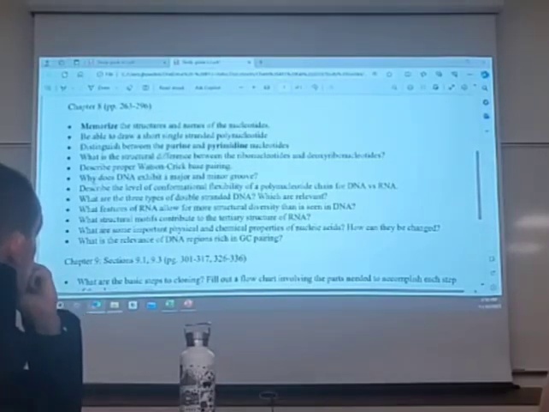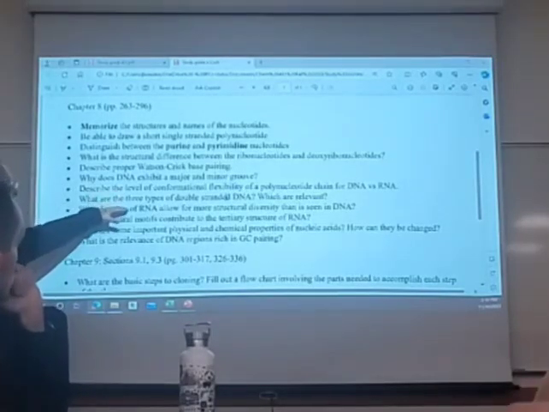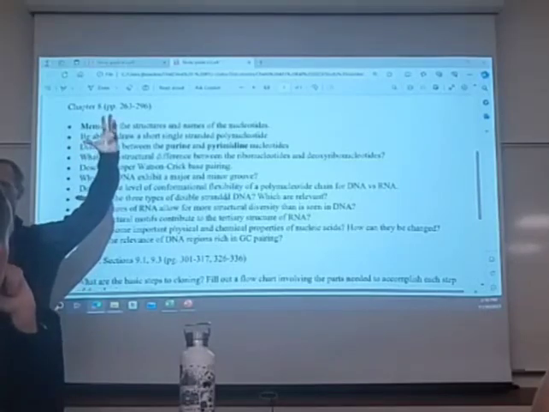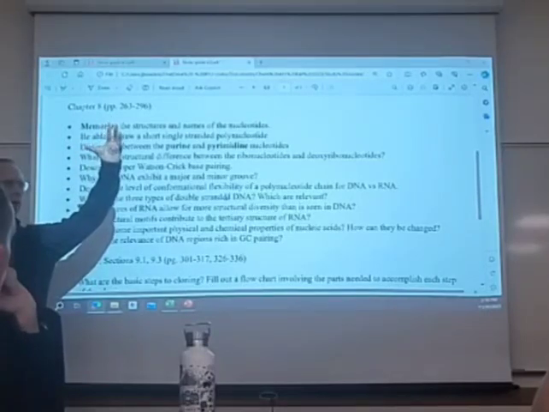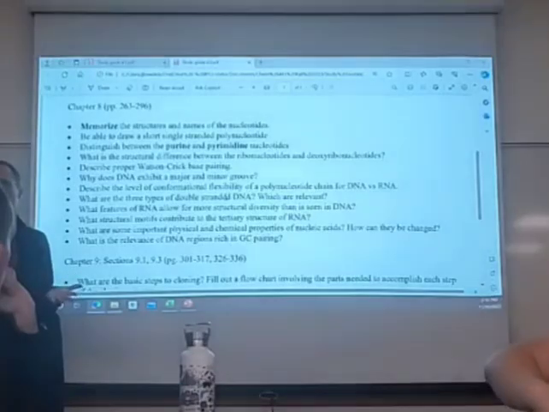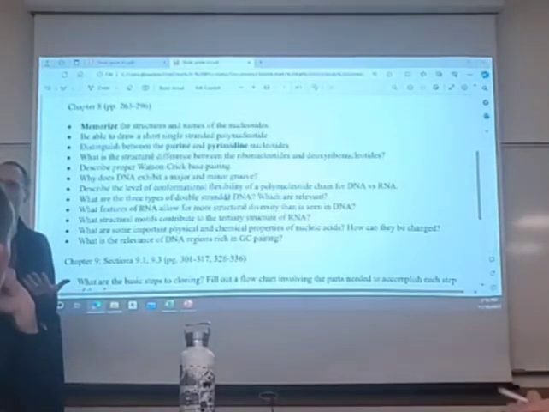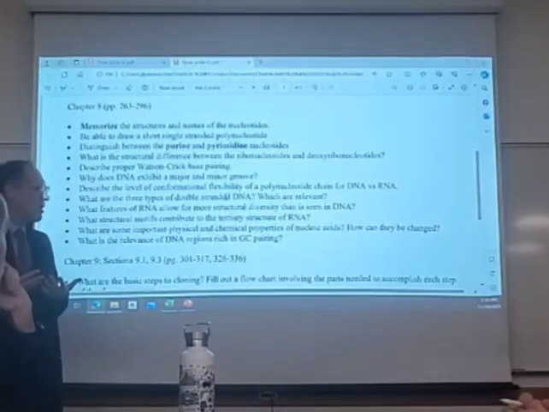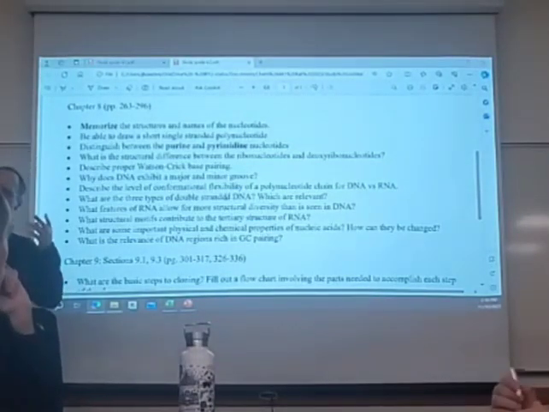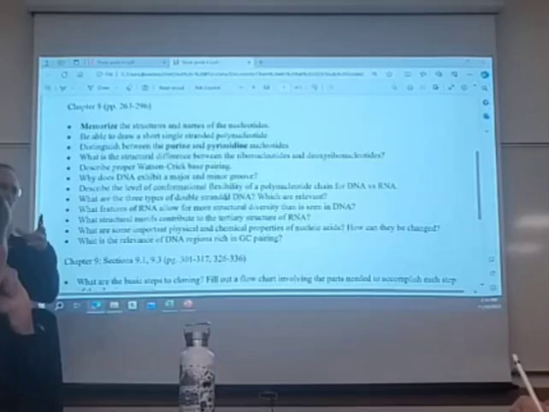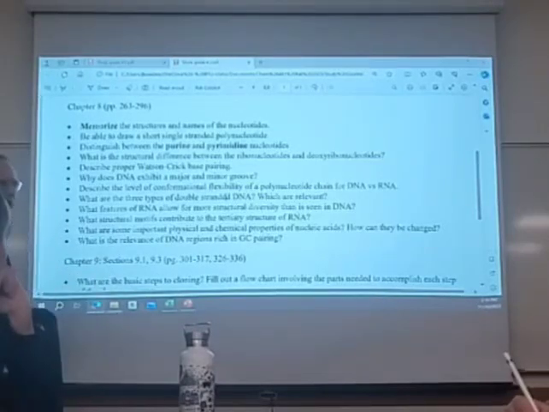What is the expected matching pairs? Why does DNA exhibit a major and minor groove, a flexible conformation of that? And really, this feeds into a lot of other things below that, but DNA is longer, okay? And RNA is shorter. And DNA likes to be double-stranded. Can RNA be double-stranded? Absolutely. But because RNA is usually shorter, we're giving it more opportunities in single-stranded form to fold back on itself and find other structural stability, right?